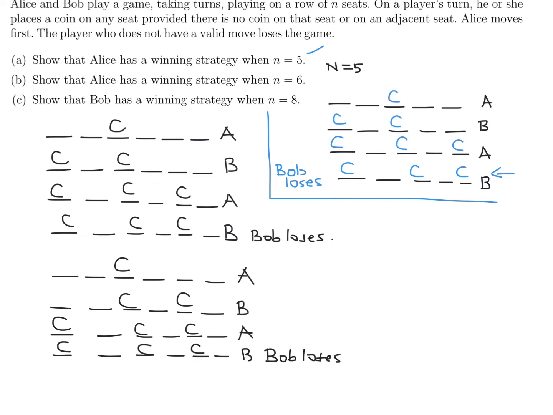So I think there's one other scenario, which is that Alice puts the coin here and then Bob puts the coin here. And I encourage you to do that one and see that, again, Bob would lose because Alice would then put the coin there and then Bob would have no slot because he can't put it here or here or here, because those slots have adjacent coins. Okay, so that takes care of that.